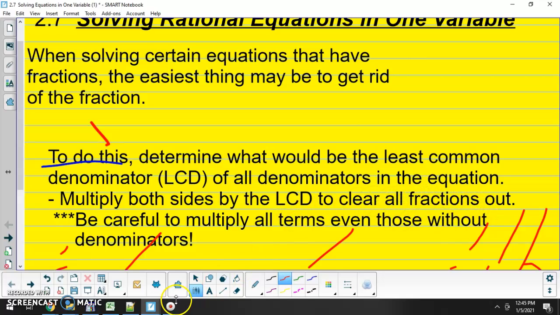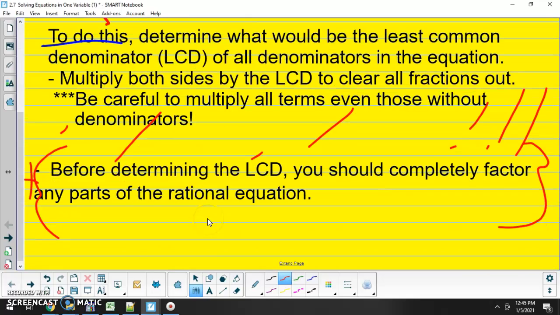You have to be careful to multiply every single term, not just the ones that are fractions. That's a very important thing. A lot of times people clear the fractions, but then they don't bother multiplying the other terms that aren't fractions.